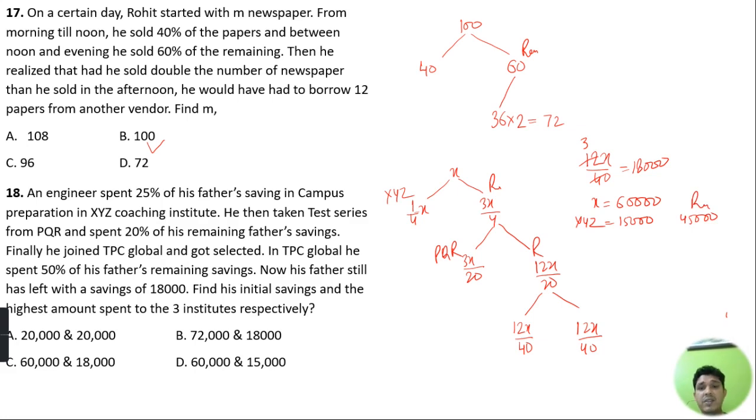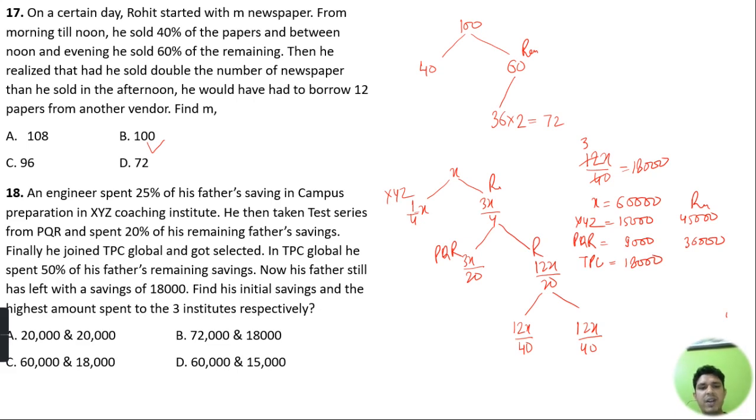Thereafter he took a test series from PQR institute and spent 20%. 20% is how much? Simply 1 by 5. 1 by 5 of 45,000 is 9,000, and the remaining is 36,000. Then in TPC Global he spent 50%. That means how much will be 50%? 50% will be 18,000.